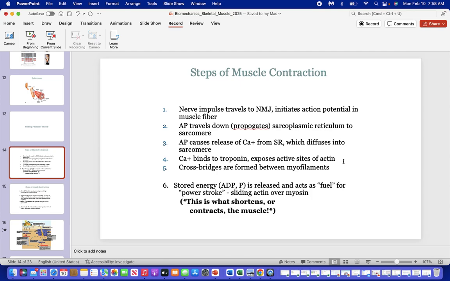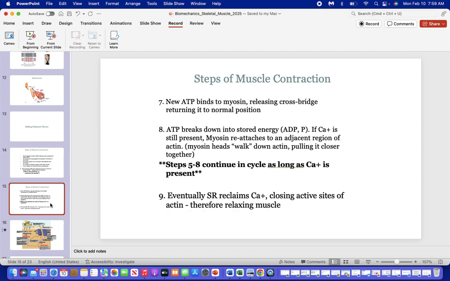Then those cross bridges are formed between the myofilaments. So again, between the myosin and the actin. Stored energy is released. That acts as the fuel for the power stroke. That's the sliding action of the actin over the myosin. This is what shortens or contracts the muscle. New ATP binds to the myosin. It releases cross-bridging, releasing the cross-bridge, returning to its normal position.